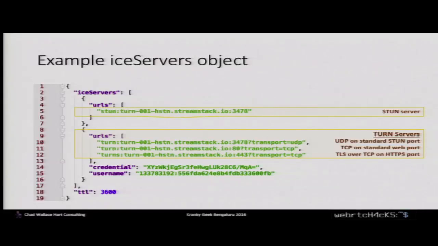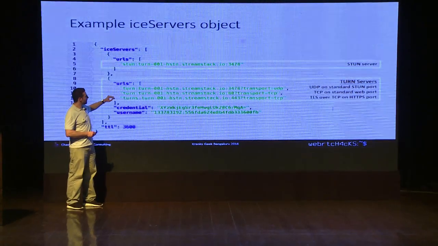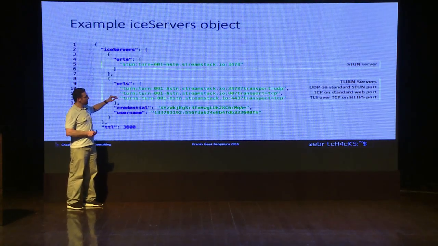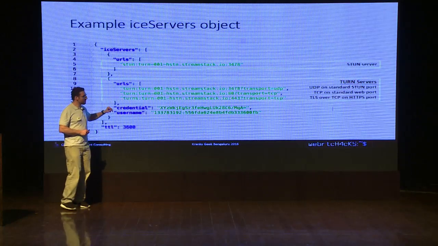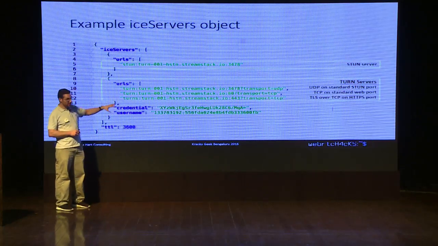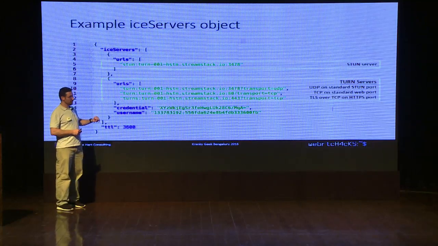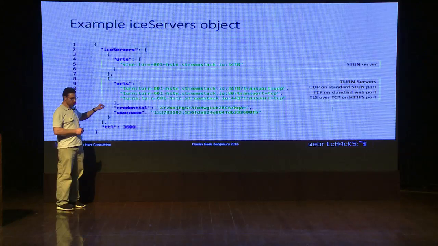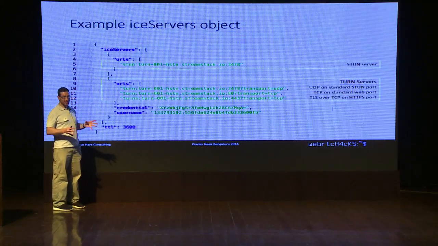And you can see here, this shows a set of different URLs for different services, and I'll talk through some of these in a little bit more detail. The first one is UDP on a standard STUN port. The second is TCP on a standard web port. You see I have port 80. And the last one is TURN over TCP, or TURNS, it's called. TURN TLS that works over the HTTPS port.